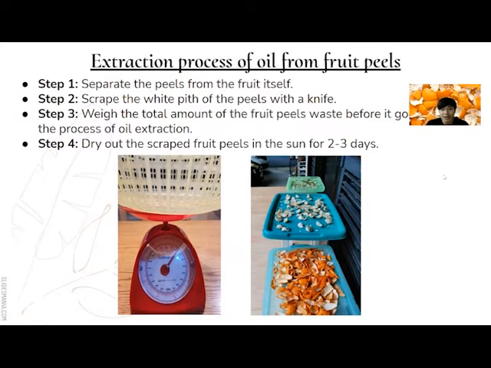And in step 4, we dry out the scraped fruit peels in the sun for 2 to 3 days, as you can see here, orange, lime.